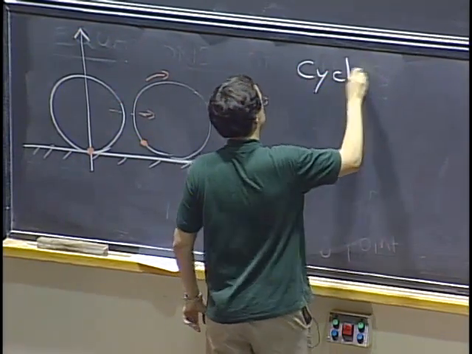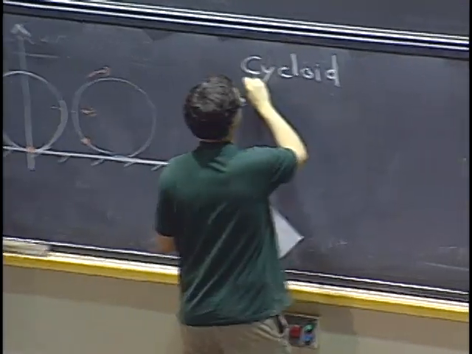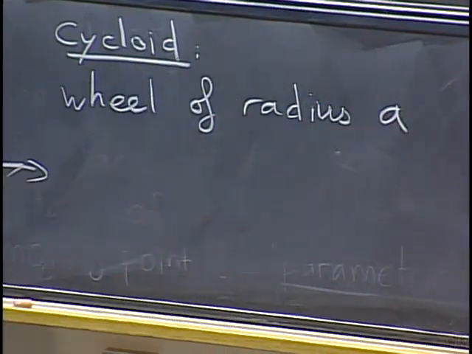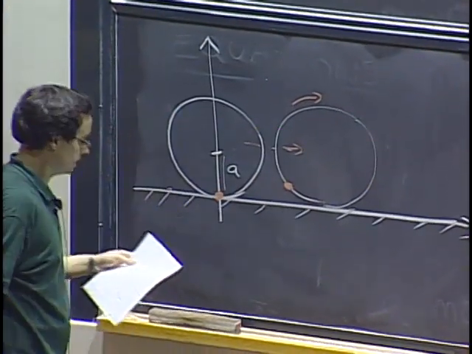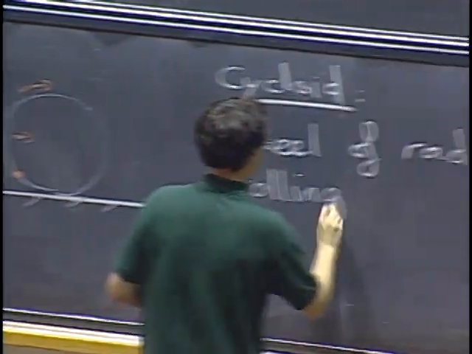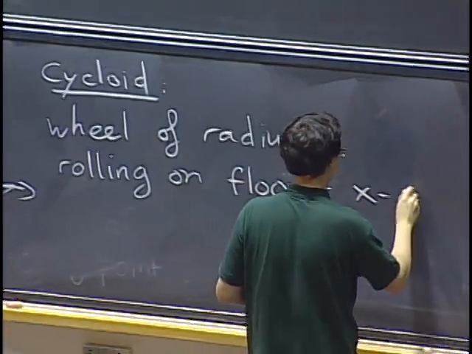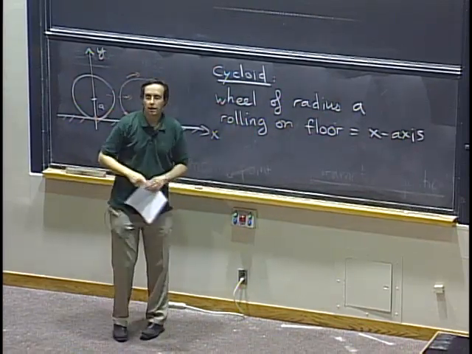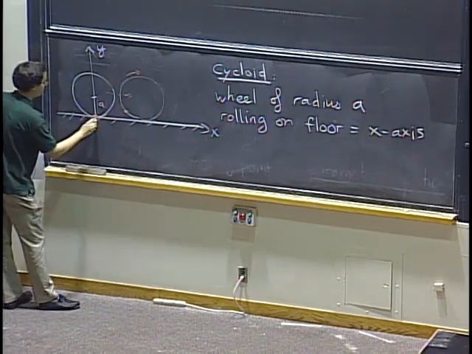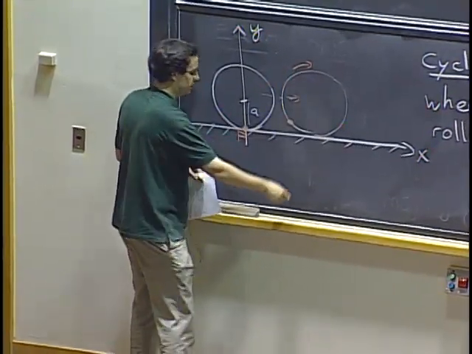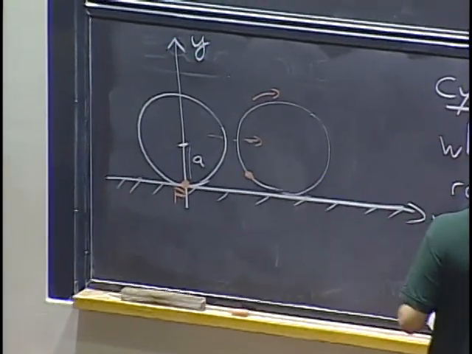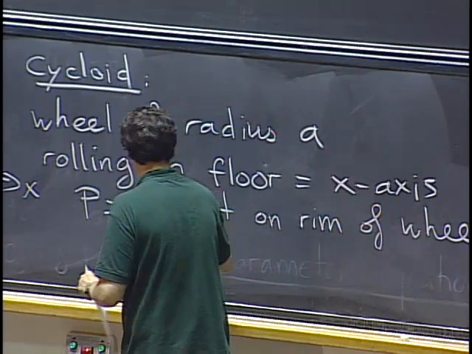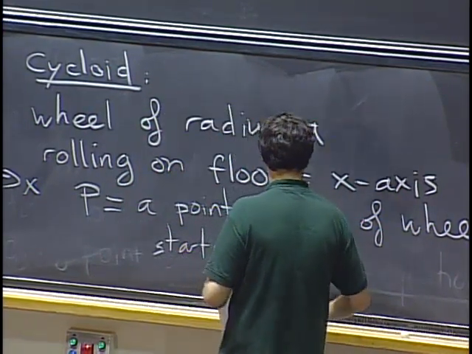Okay, so the cycloid is obtained by considering a wheel, let's say of radius a. This height here is a, rolling on the floor, which is the x-axis. And we have a point P that's painted on the wheel. Initially, it's at the origin. But of course, as time goes by, it moves on the wheel. So P is a point on the rim of the wheel, and it starts at the origin. So the question is, what happens?